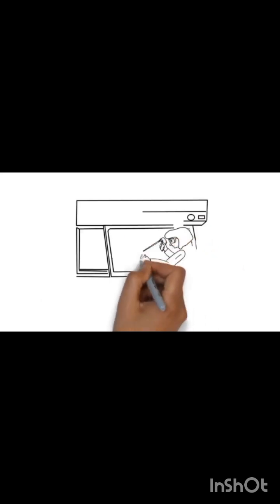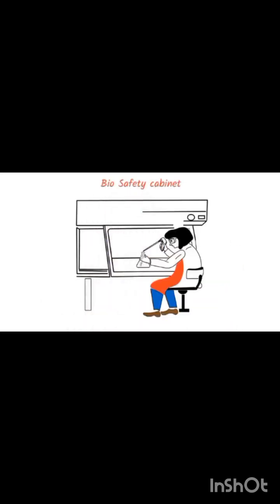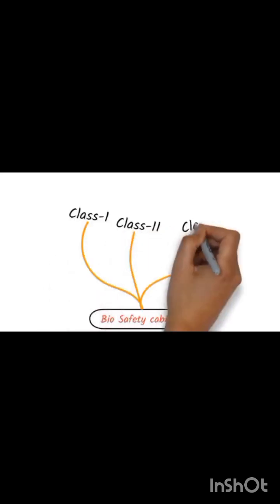Unlike the laminar airflow cabinets, the biosafety cabinets not only give protection to the sample, but they also protect the operator and the surrounding environment. Based on the level of protection, biosafety cabinets are classified into three classes: Class 1, Class 2, and Class 3.